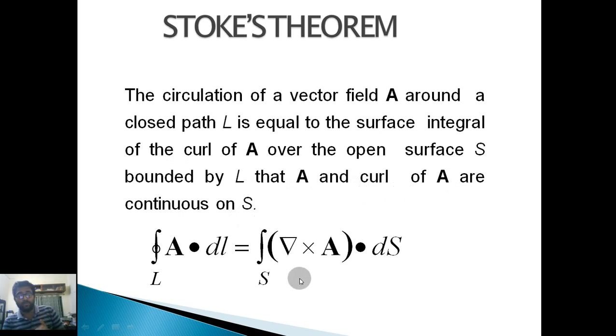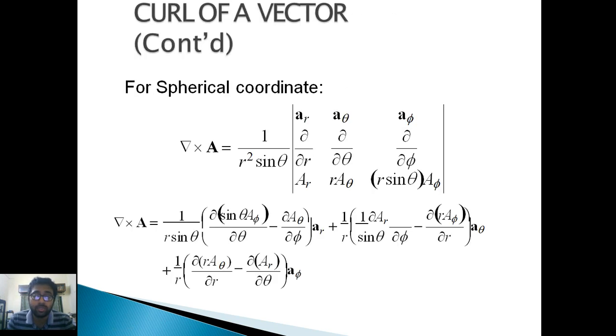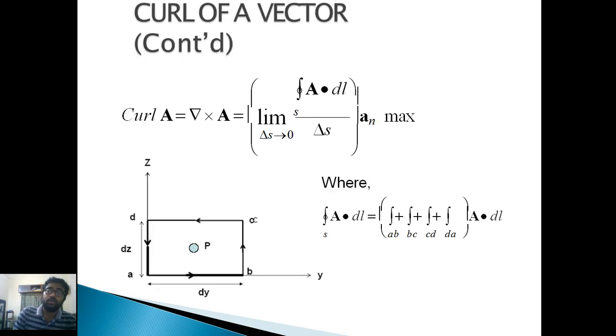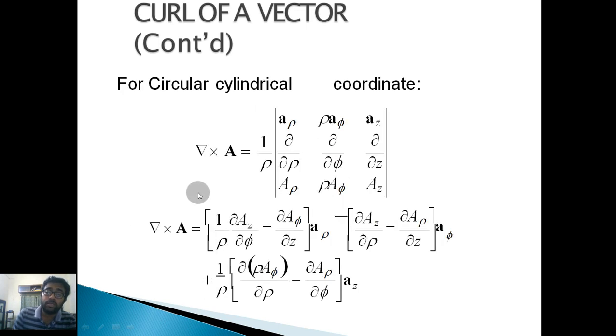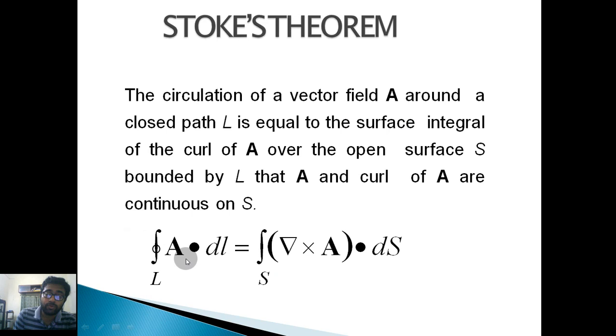Practically, if we go back to the definition of the curl of a vector, the curl of a vector is basically a closed contour integral of a vector A, in a closed path. If we divide that by the total surface area, we get the curl of a vector, which is in the direction normal to the surface, with the circulation of maximum value. Now suppose we have A dot dl.